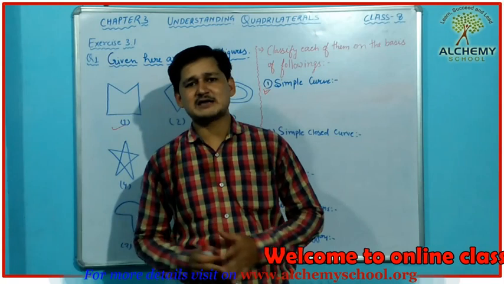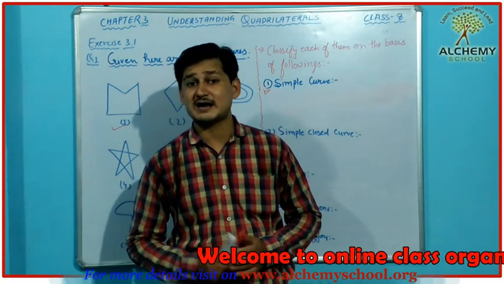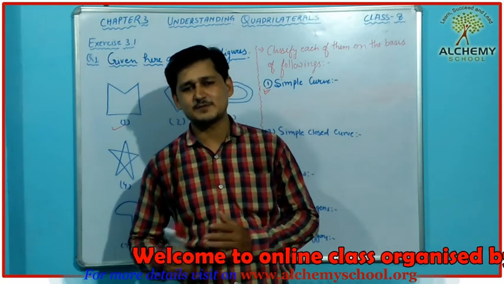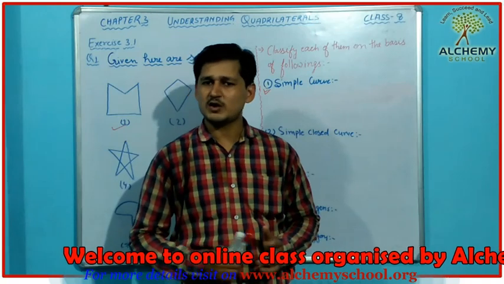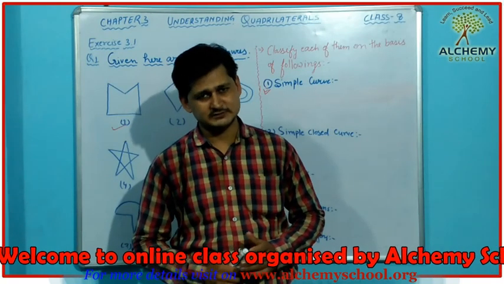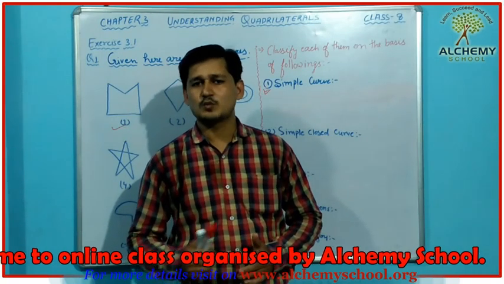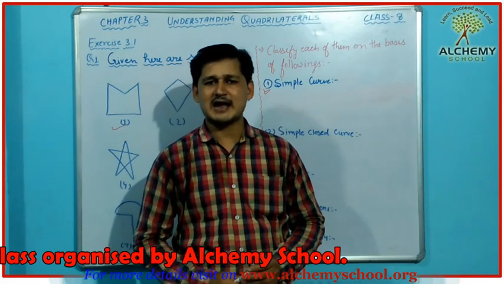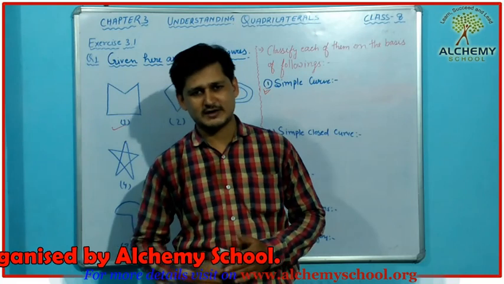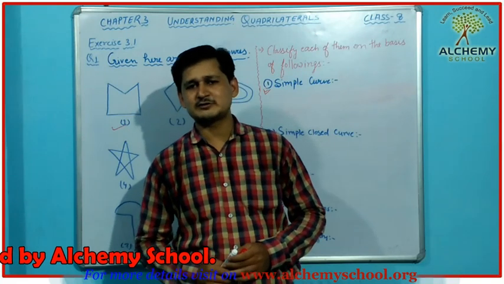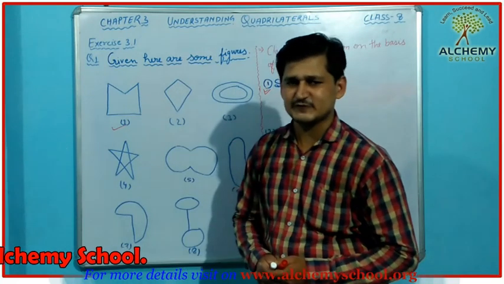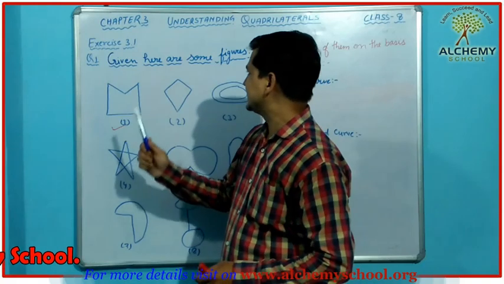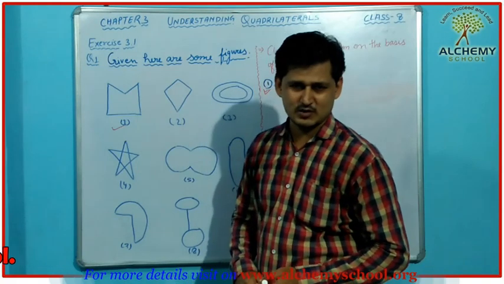In the introduction parts, we have discussed what polygons are, what the different parts of polygons are, and what the different types of polygon are. Then we discussed what a quadrilateral is, what the different parts of a quadrilateral are, and what the different types of quadrilateral are. Today we are going to take the first exercise of chapter number 3, that is exercise 3.1.